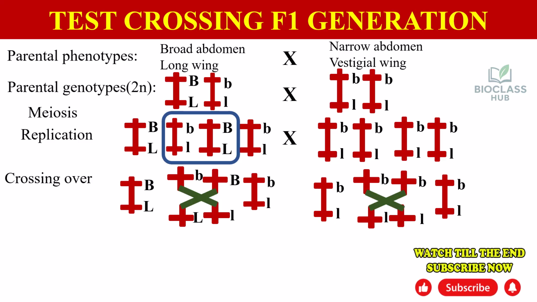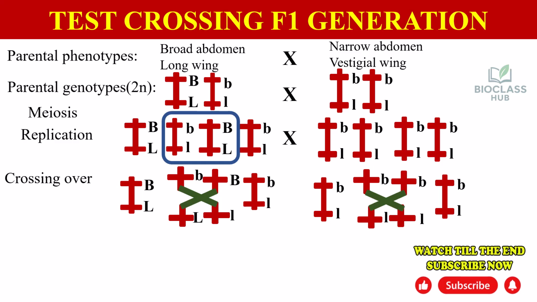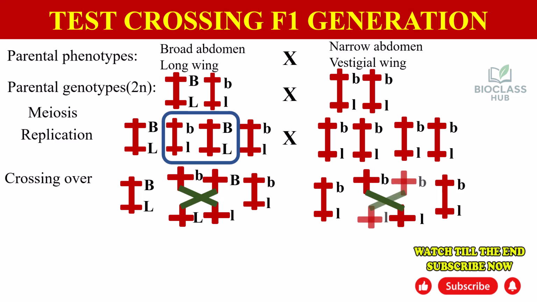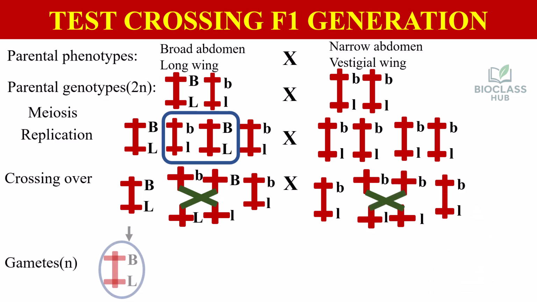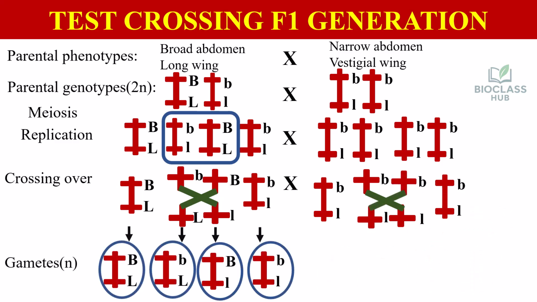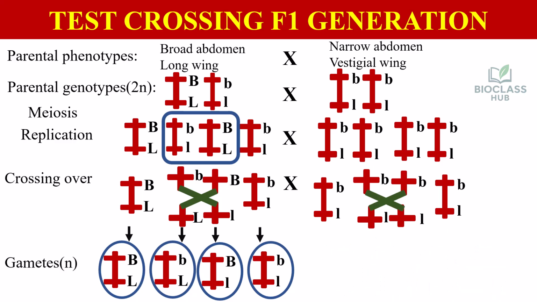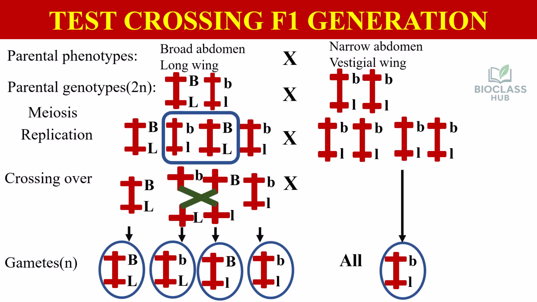Let us remind ourselves of what happens during crossing over. Here, these chromosomes exchange portions of non-sister chromatids. It occurs on both sides. The result is like this, with gametes that show recombinants. On the other side, the gametes remain the same since the genotype is double recessive. Simplify it, we write all will be narrow abdomen and vestigial wing.